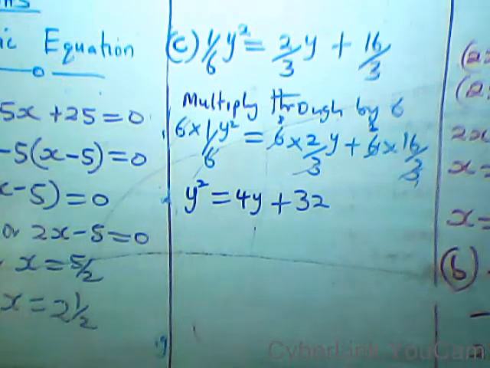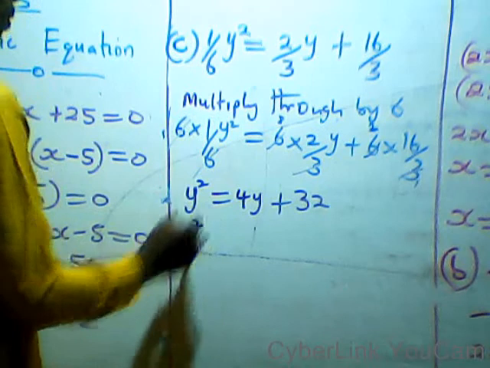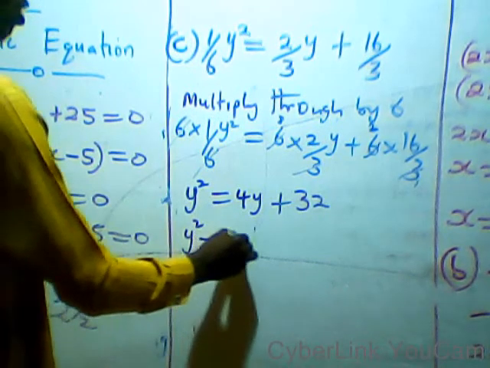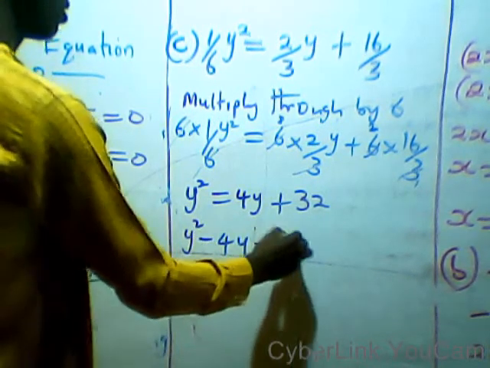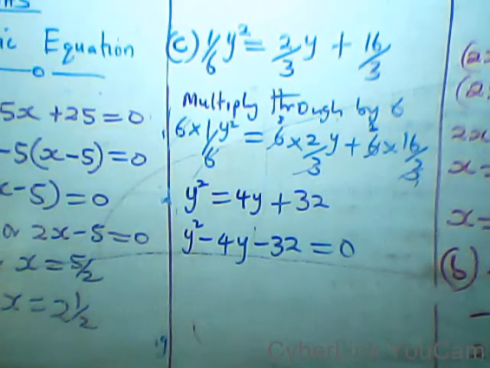So if you rearrange in the proper form, you have what? y squared minus 4y minus 32 is equal to 0. So that is the quadratic equation now that we need to factorize.